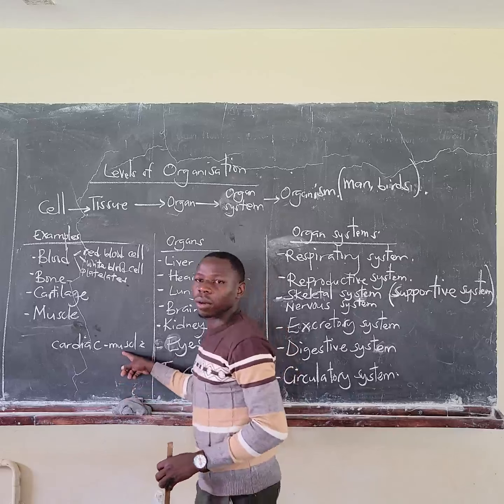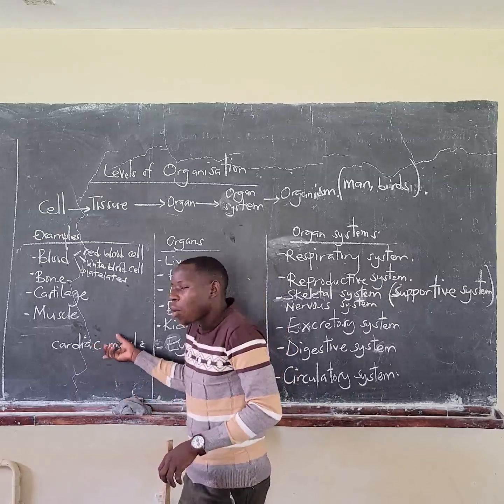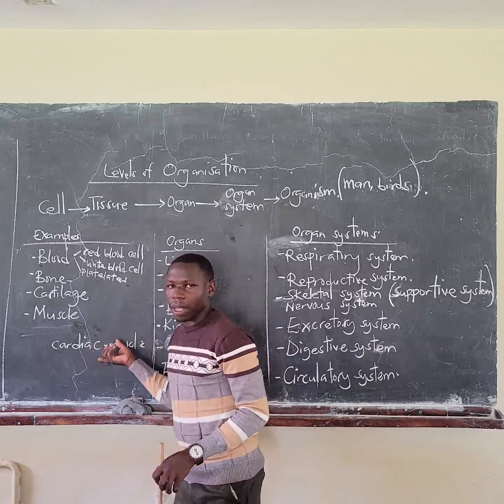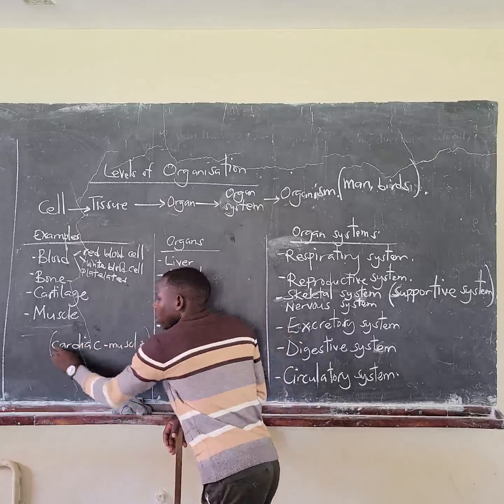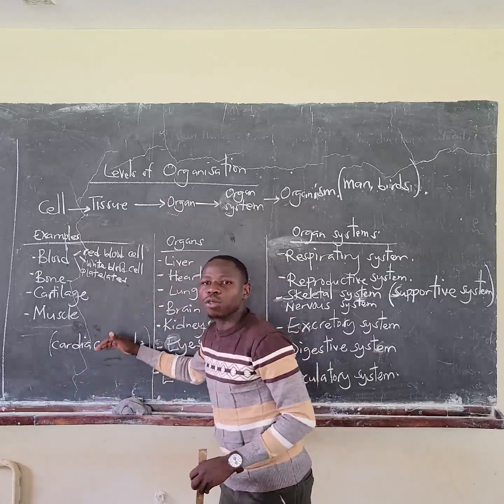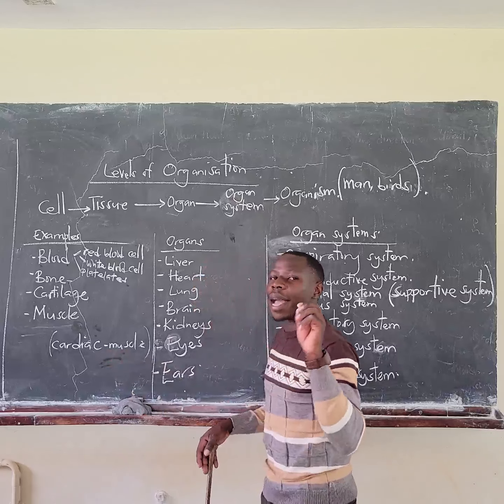So, cardiac muscle is made up of cells. These cells form a tissue we are calling the cardiac muscle. And we are going to see that once this tissue is formed, these tissues also come together, and they form what we are calling an organ.